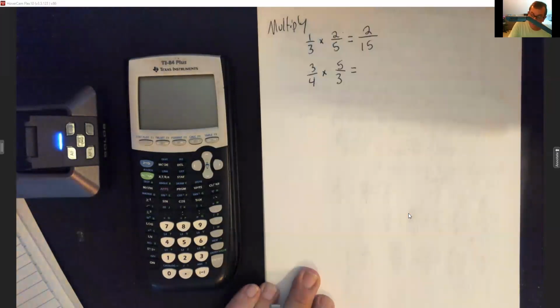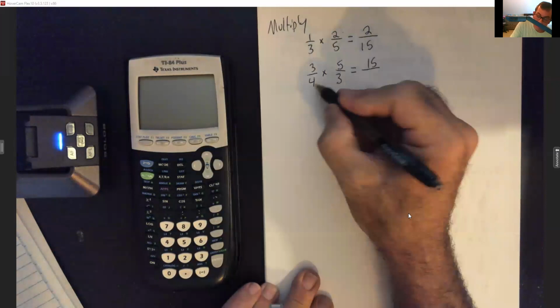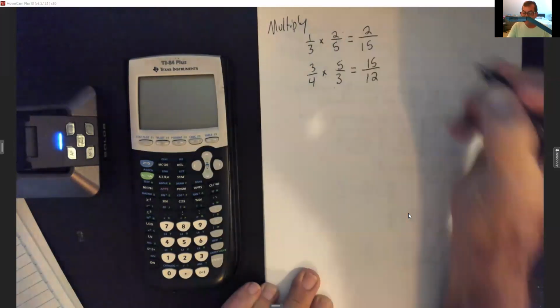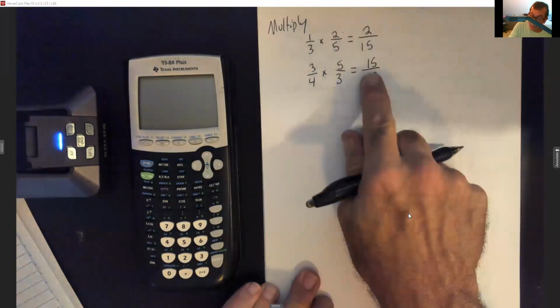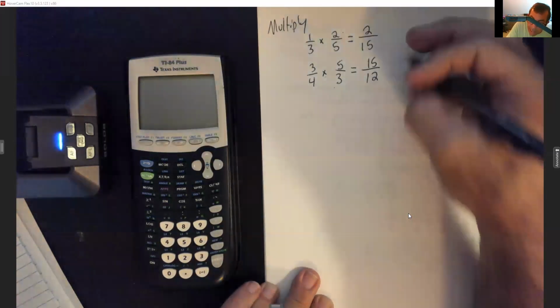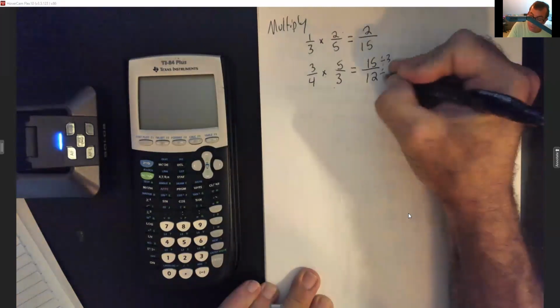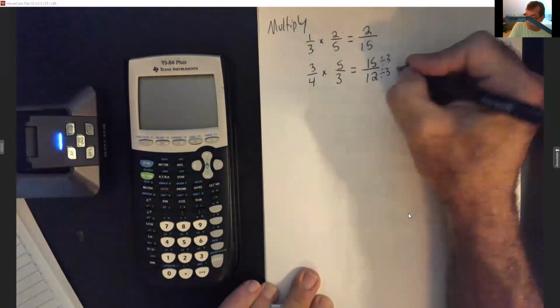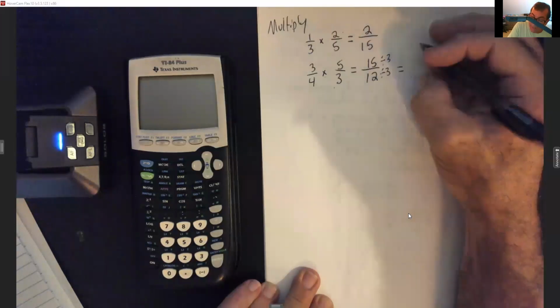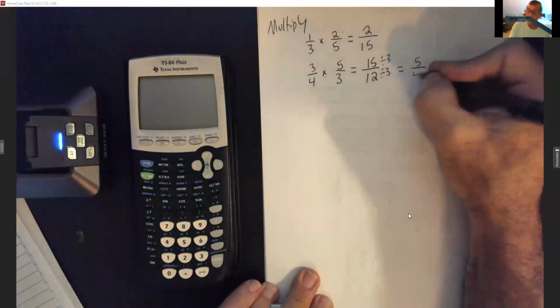All right, so first step would be to multiply. 3 times 5 is 15. 4 times 3 is 12. Now notice 15 and 12 will both divide by the same number. So to reduce that, you would divide them both by 3 because 15 and 12 will both divide by 3. So that 15 divided by 3 is 5. 12 divided by 3 is 4.